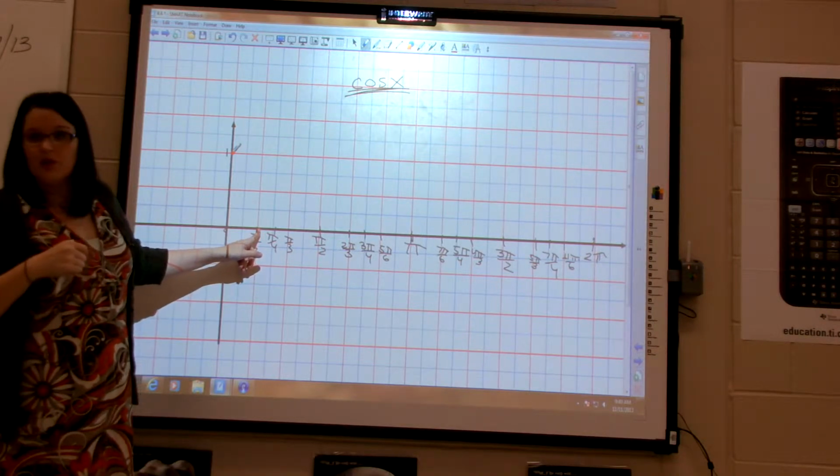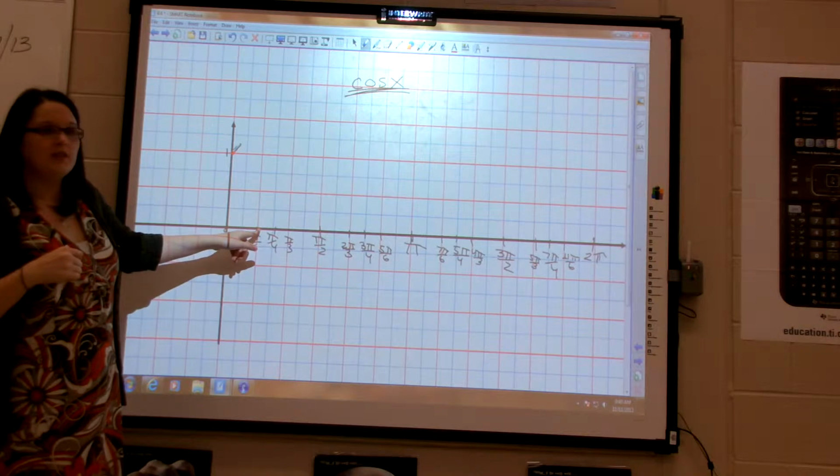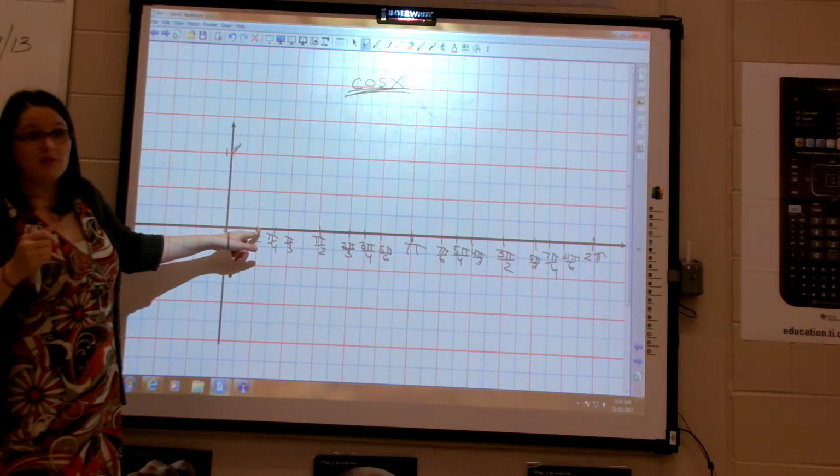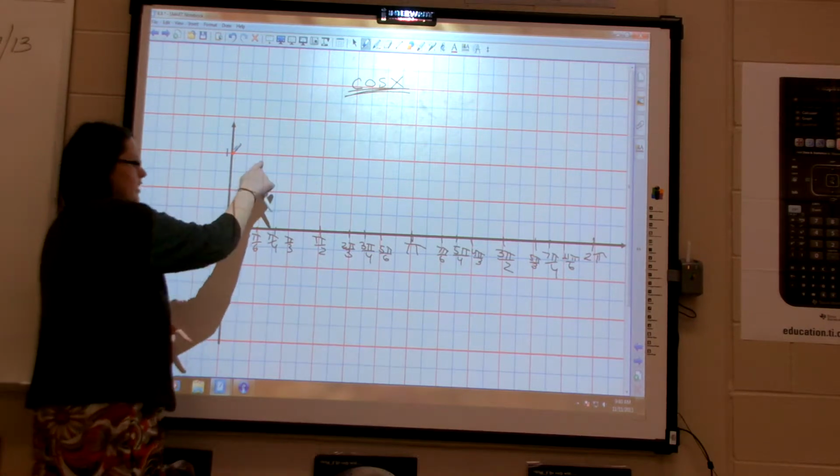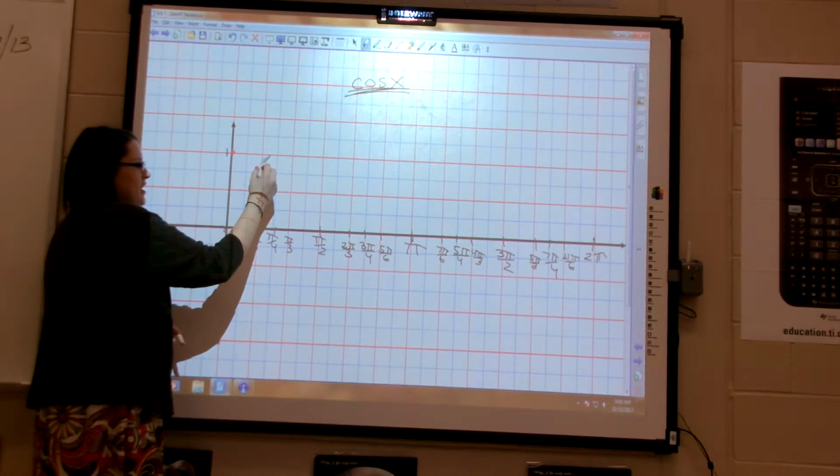That'll be a decimal for square root of 3 over 2, and we have to approximate. It's approximately 0.866, so pretty darn close to 1, right? So here's 0.75, so I'd say about here. Yeah?